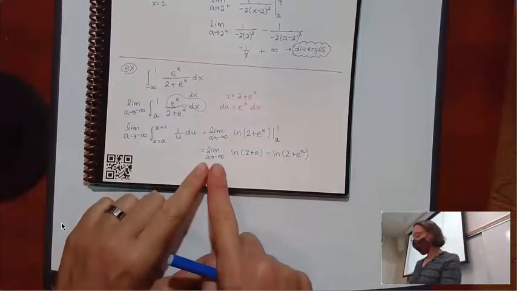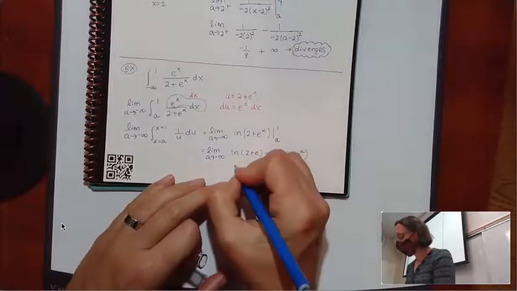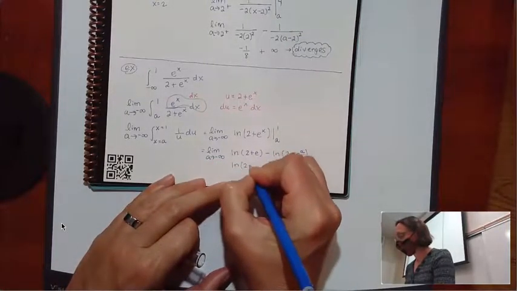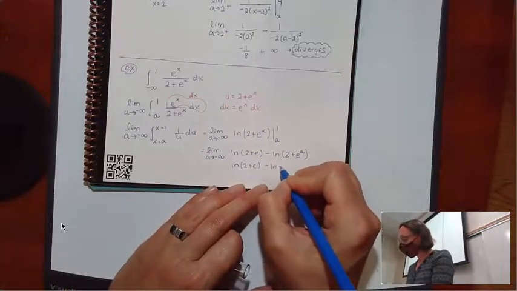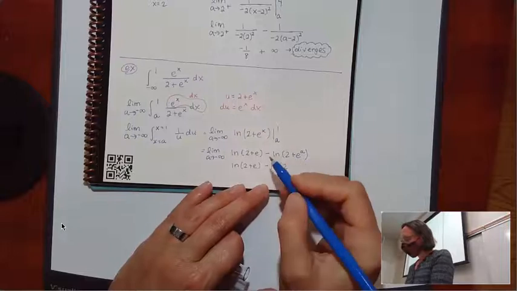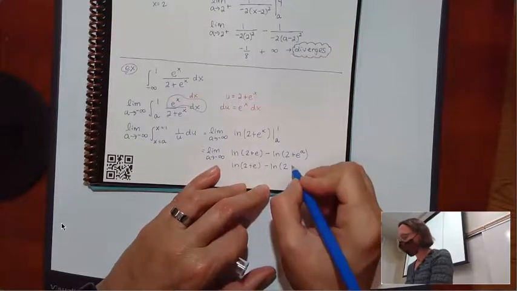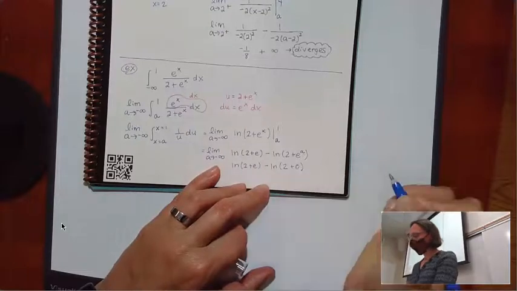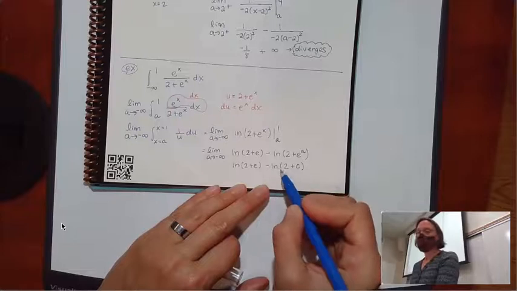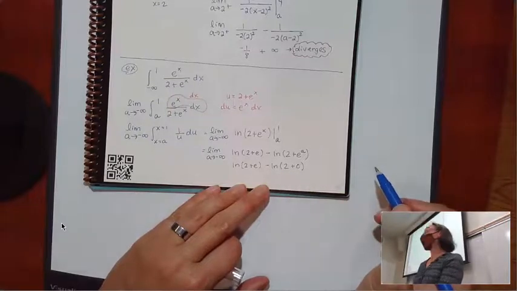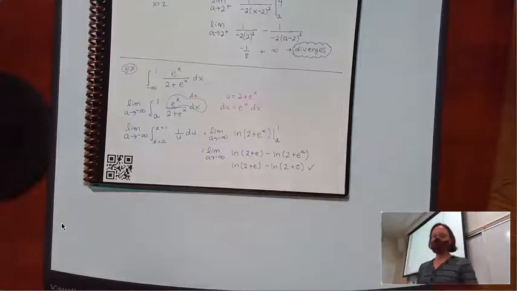And now when I evaluate this limit, there's nowhere to plug it into the first part. So the first part is just going to be ln of 2 plus e. Nothing we can do with that. But over here, I'm going to have e to the negative infinity, which is going to 0. So I've got ln of 2 plus e minus ln of 2 plus 0. I don't know what it is, but it's a number. So I'm calling us done.